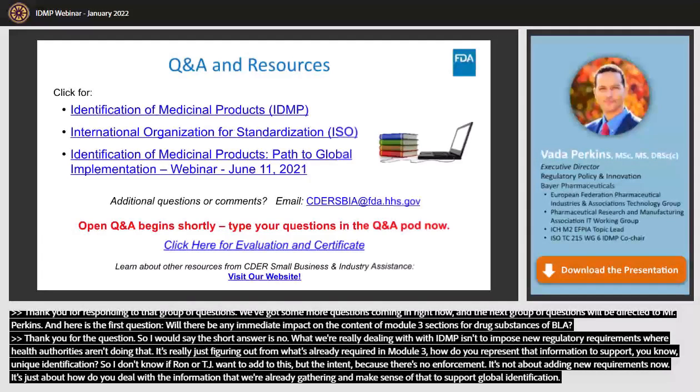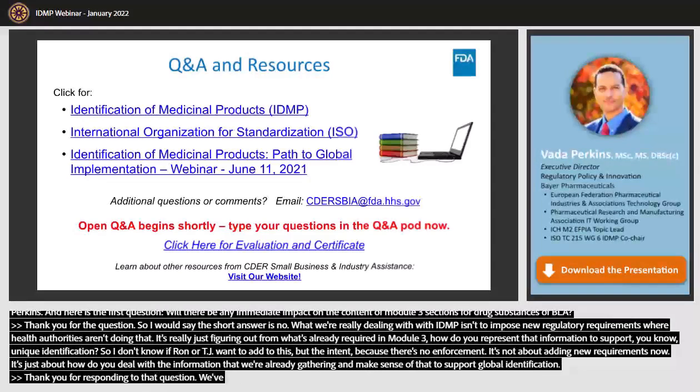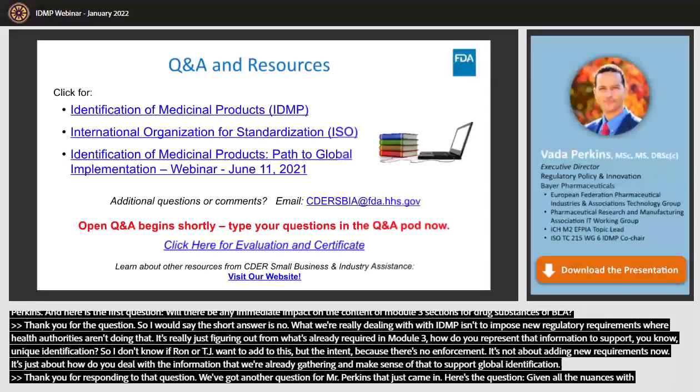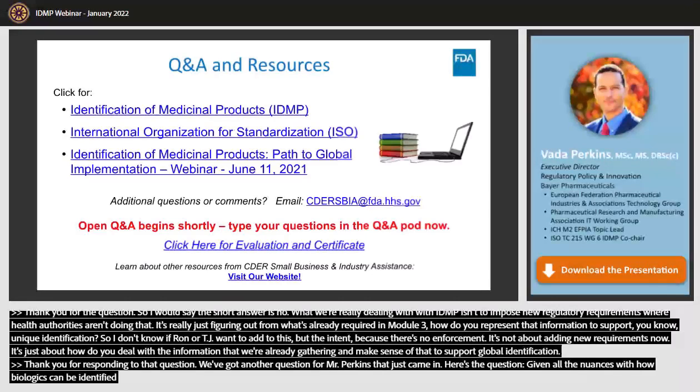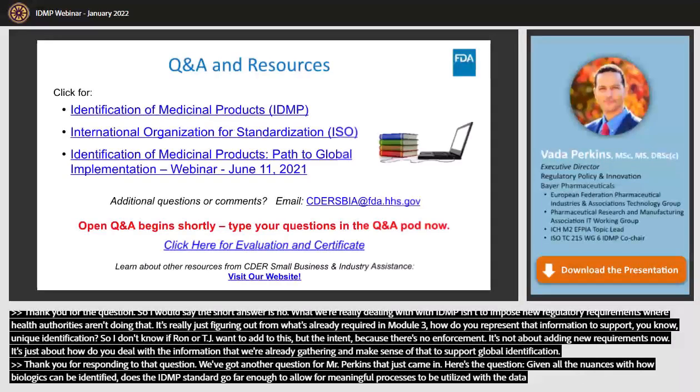Thank you for responding to that question. We've got another question for Mr. Perkins that just came in, and here's the question. Given all the nuances with how biologics can be identified, does the IDMP standard go far enough to allow for meaningful processes to be utilized with the data, for example, safety processes?